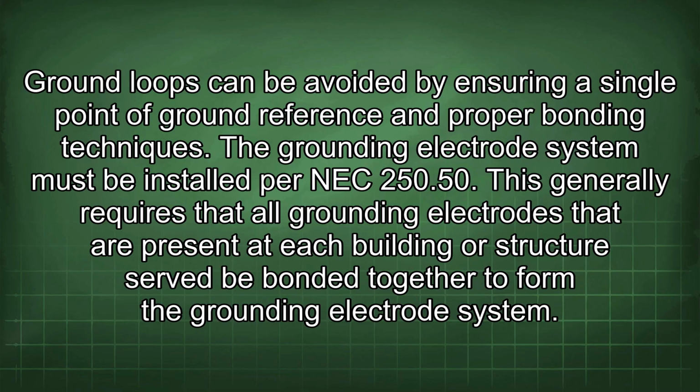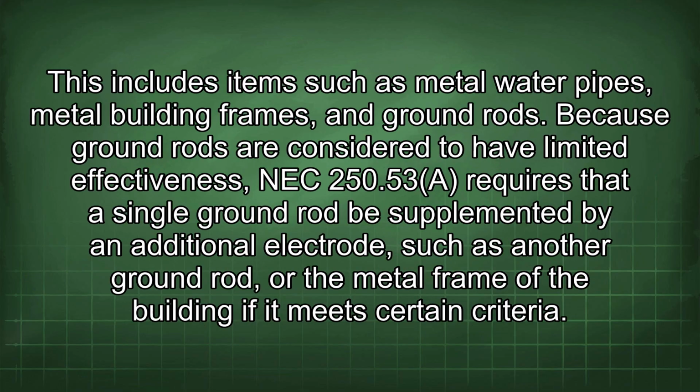The grounding electrode system must be installed per NEC 250.50. This generally requires that all grounding electrodes that are present at each building or structure served be bonded together to form the grounding electrode system. This includes items such as metal water pipes, metal building frames, and ground rods.